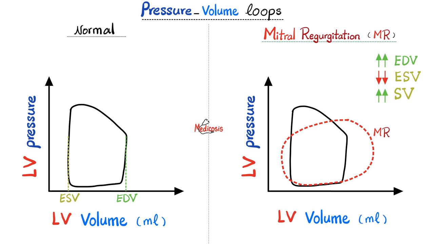Next, the effect of mitral regurg on the pressure-volume loops. Normally, we have pressure on the y-axis, volume on the x-axis, hence pressure-volume loops. This maximum volume here is the end diastolic volume, and this minimum volume is the end systolic volume. And what is end diastolic volume minus end systolic volume? We call this the stroke volume, which is from here to here. That's your stroke volume. In mitral regurgitation, what do you think is going to happen?